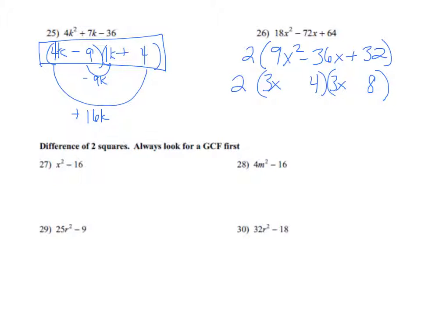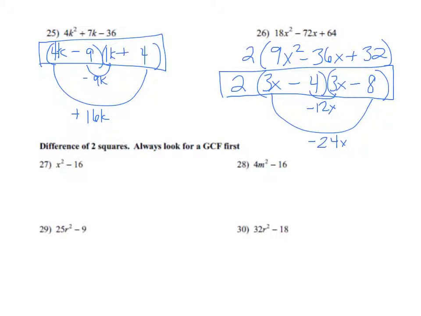All right, signs are the same. Oh, they're both going to be minuses so that I end up with a negative 36. There's a negative 24, negative 12. Yep, there it is. That's a negative 36x. Okay, we got it right there. There's your factors.